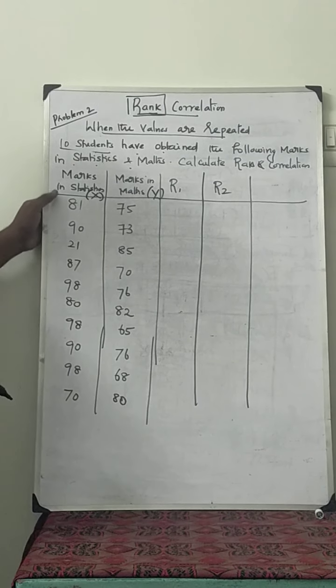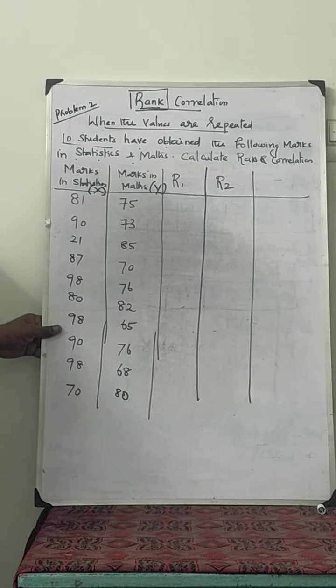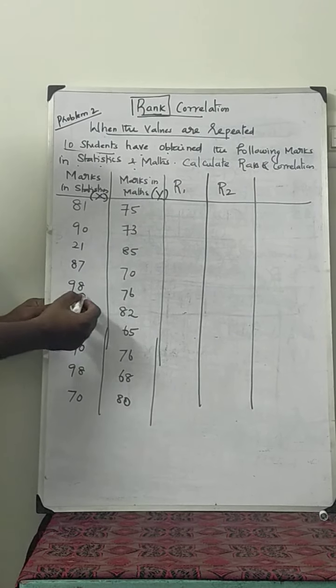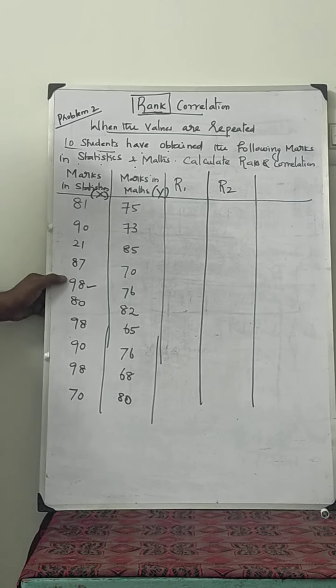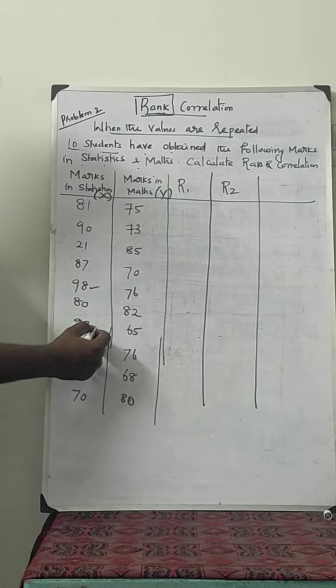Now look at the first column, the x variable. We have to find out which one is the highest value. The highest value is 98, but 98 is repeated 3 times.